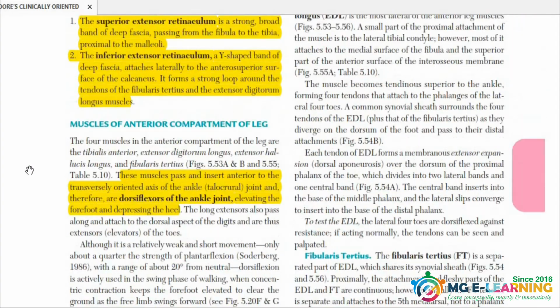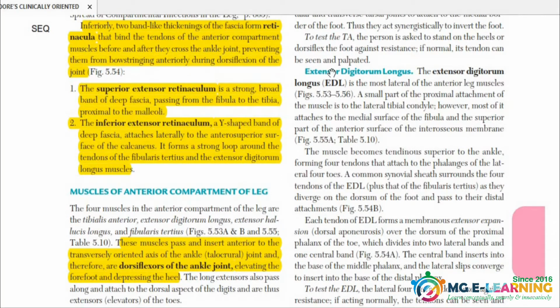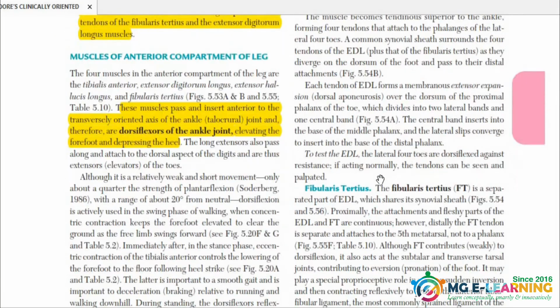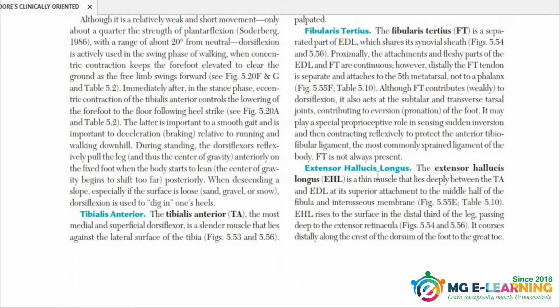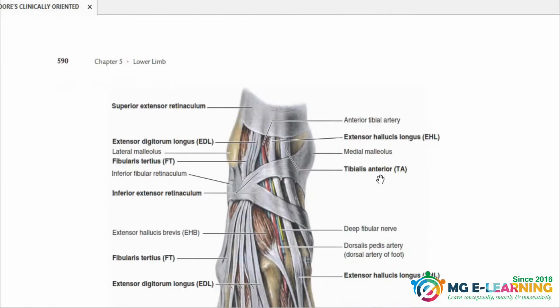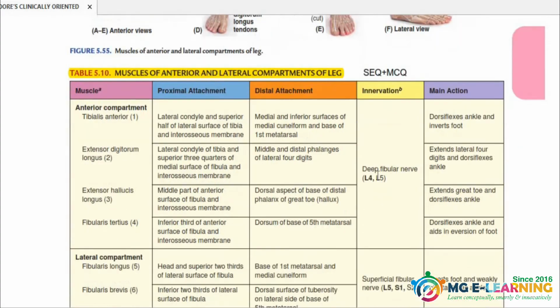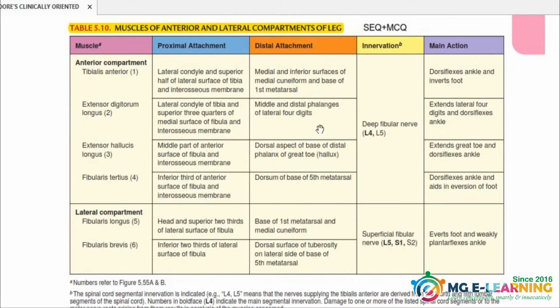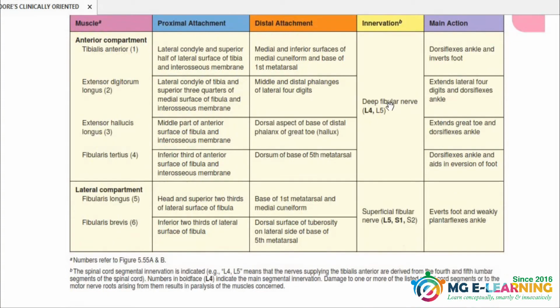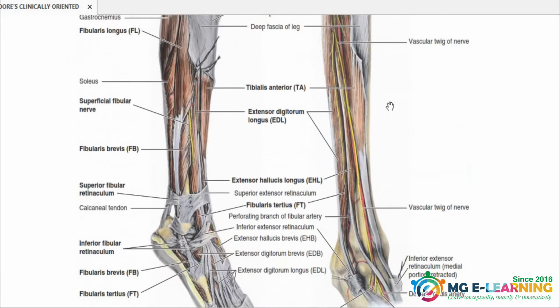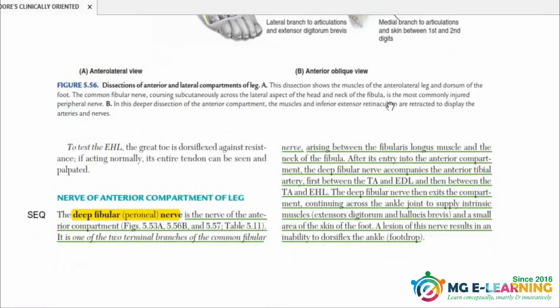Then here are the muscles of anterior compartment of leg. You just have to read all these muscles for MCQ and conceptual point of view. Then this table is important to see the anterior and lateral compartment of leg and the muscles, their attachment, their innervation and their action. It is important for MCQ and SCQ point of view.